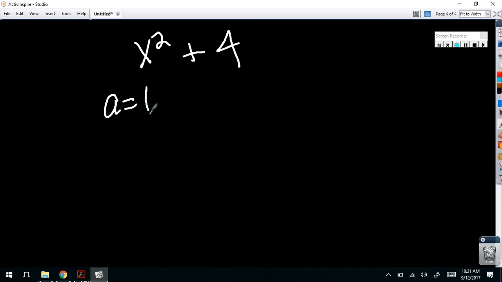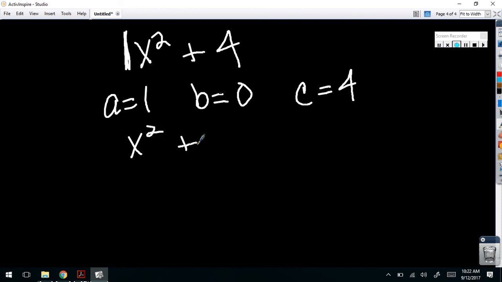1. Good job, y'all, because you can always put an imaginary 1 in front, right? Think before you answer this one, what is B? 0. C is 4, because I could rewrite this as x squared plus 0x plus 4. What's the whole point? You have to be able to identify A, B, and C so we can use the quadratic formula. Right.